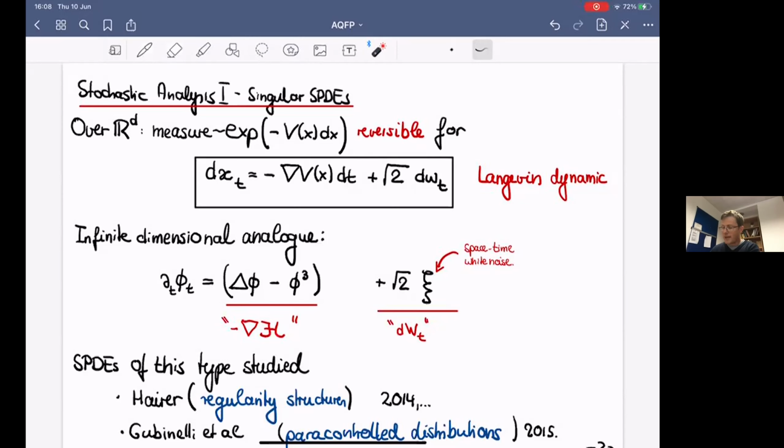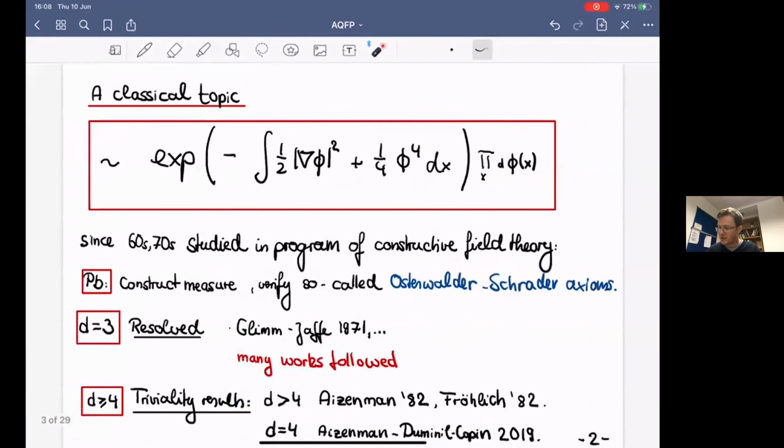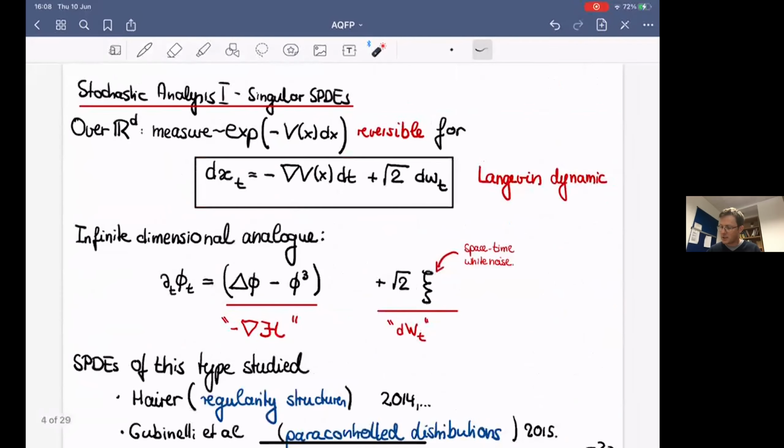And so what one can just do is write down the formal infinite dimensional analog of that, and then you end up with such a reaction diffusion equation. So here you take, if you want, the L2 gradient of this energy or action functional that you have here, and that just gives you this Laplacian and this cubic nonlinearity. And then again, you have to take the canonical Brownian motion that corresponds to the scalar product that defines the gradient, and so you have to take space-time white noise here in order to get the correct measure.